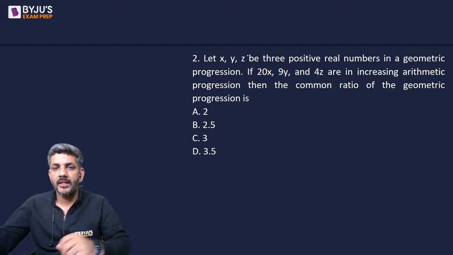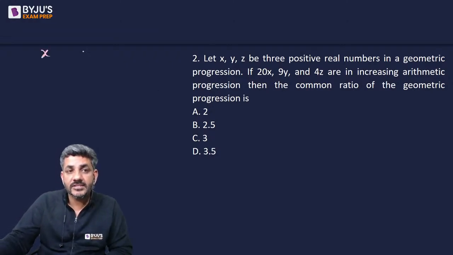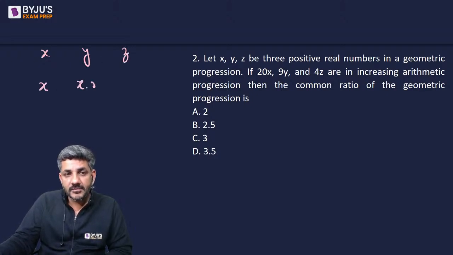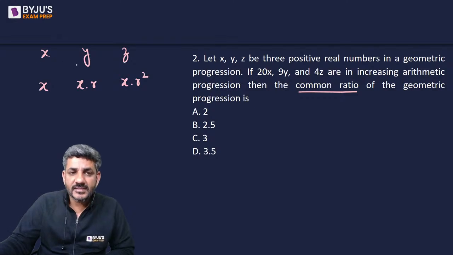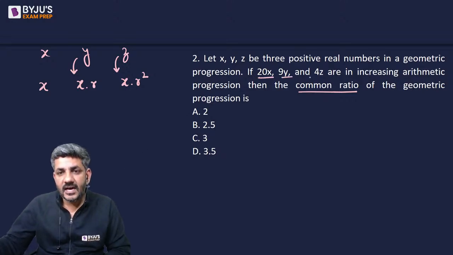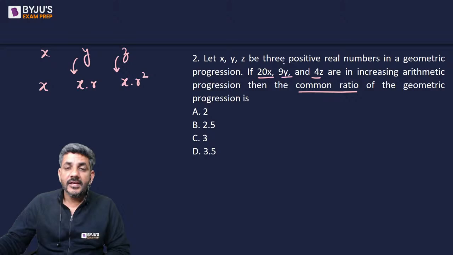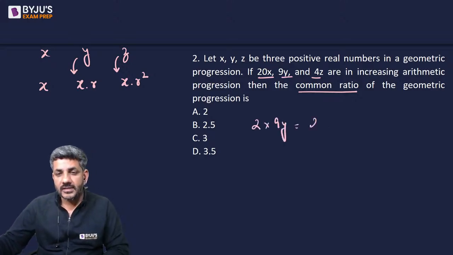Let's see. X, Y, Z are three positive real numbers in GP series. Now, if three numbers are in GP series, I am sure you all know that the terms would be the first term, first term into the common ratio, first term into the square of the common ratio, and ultimately he is talking about the common ratio only. So I can say that Y is nothing but X into R and Z is nothing but X into R square. Then he says that these are in increasing AP series. If three numbers are in AP series, then twice the middle number is equal to the sum of the other two numbers.